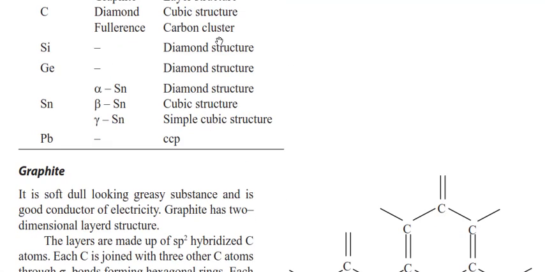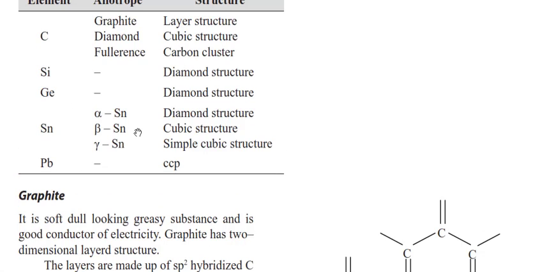Whereas silicon is a diamond structure, germanium is also a diamond structure, and tin has 3 allotropes like alpha, beta, gamma, with diamond cubic and simple cubic structures. You learned a little bit of these things in solid state chemistry, and Pb has a cubic close packed structure.